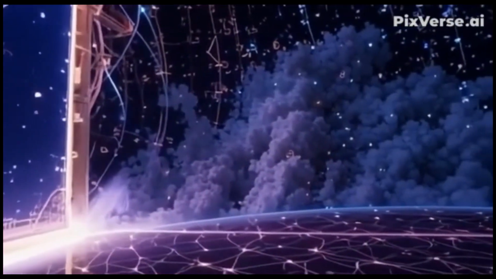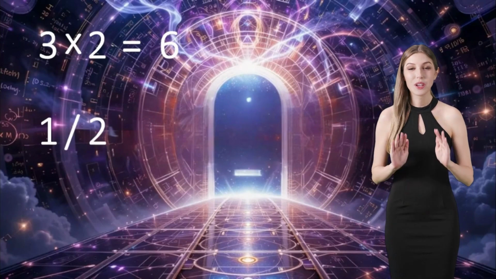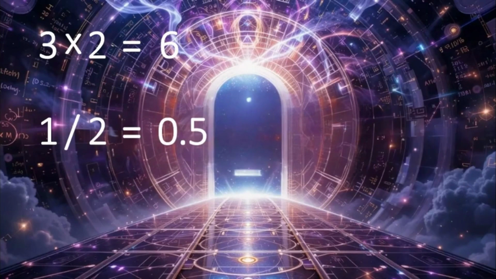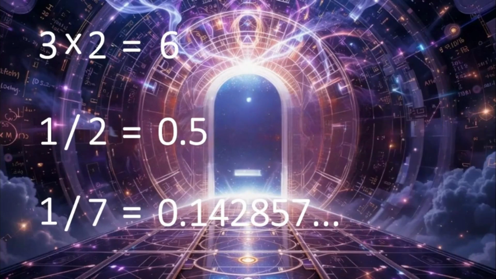When humans know how to multiply and divide numbers, then the fraction and decimal numbers are added. 3 multiplied by 2 equals 6. 1 divided by 2 equals 0.5. 1 divided by 7 equals 0.142857.